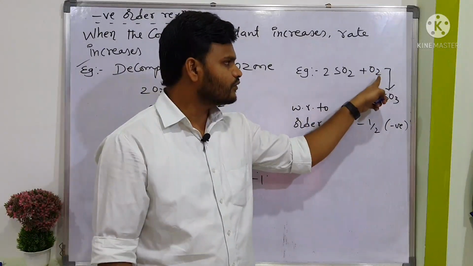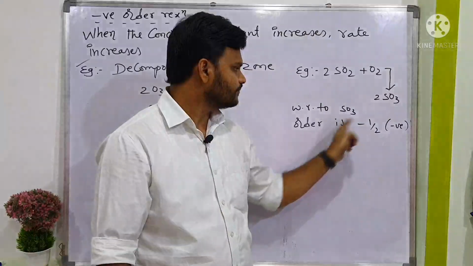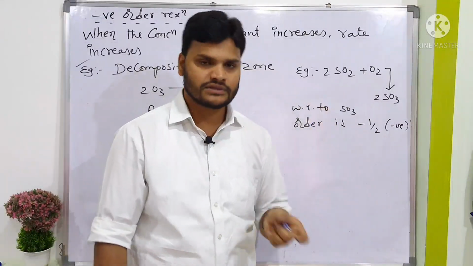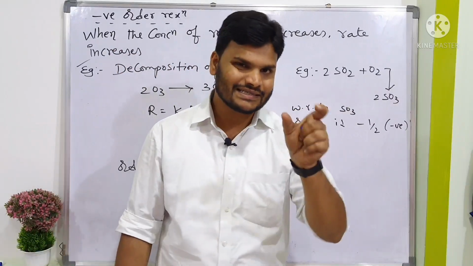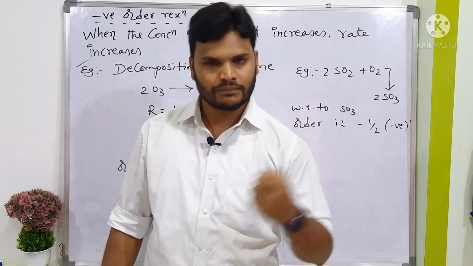Next, 2SO2 plus O2 converts into 2SO3. With respect to SO3, the order is negative, -1/2. These two examples are very much important. Being students, you have to remember them, because it is an experimental concept. So some of the examples you need to learn by heart.